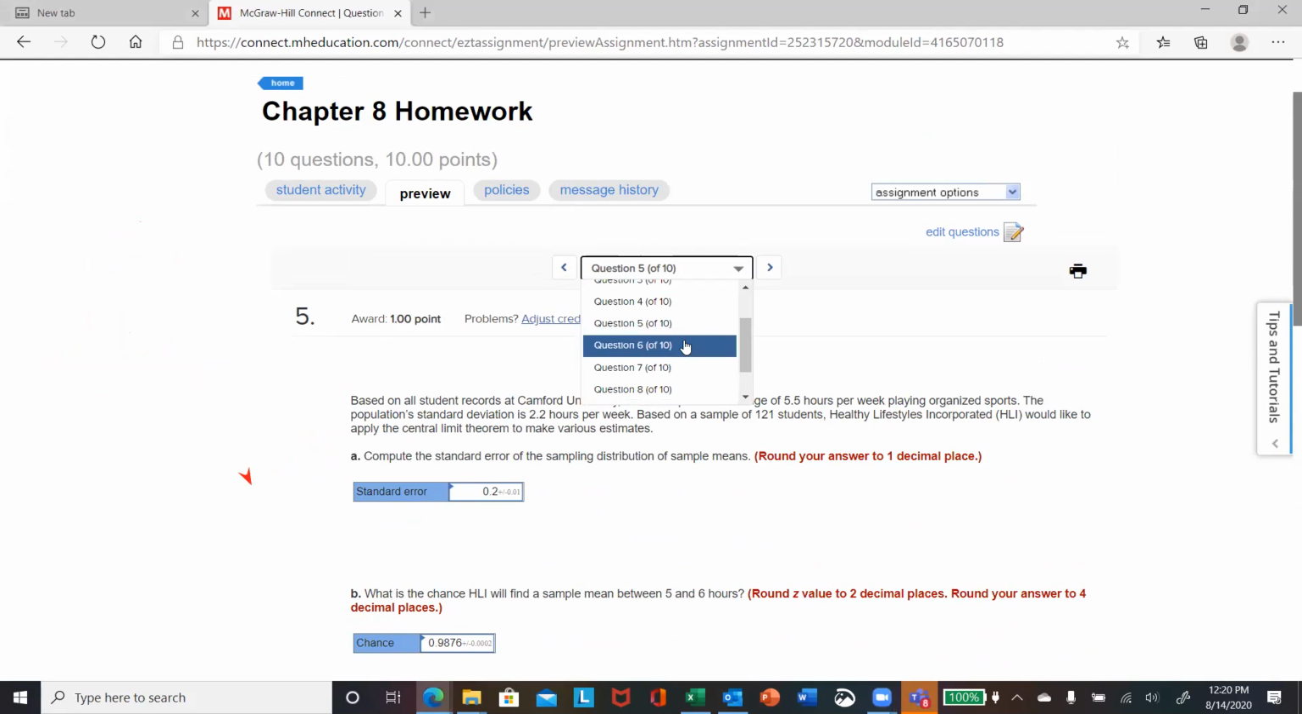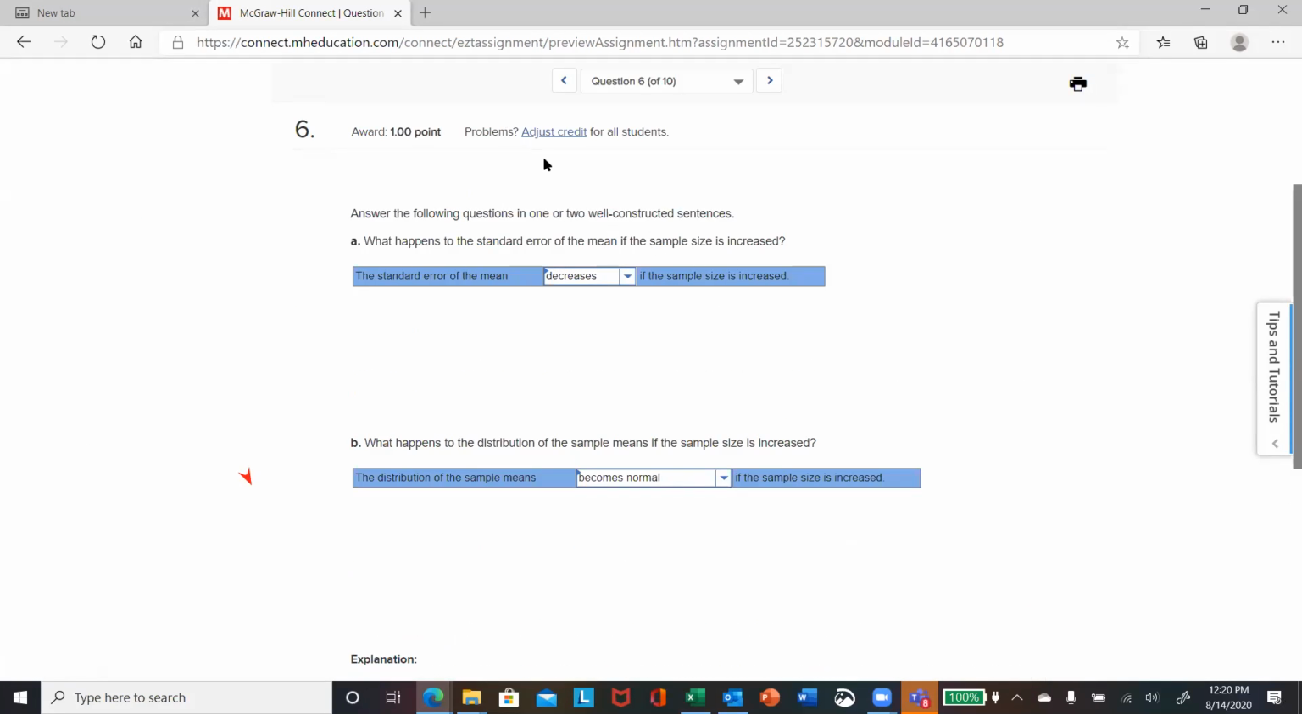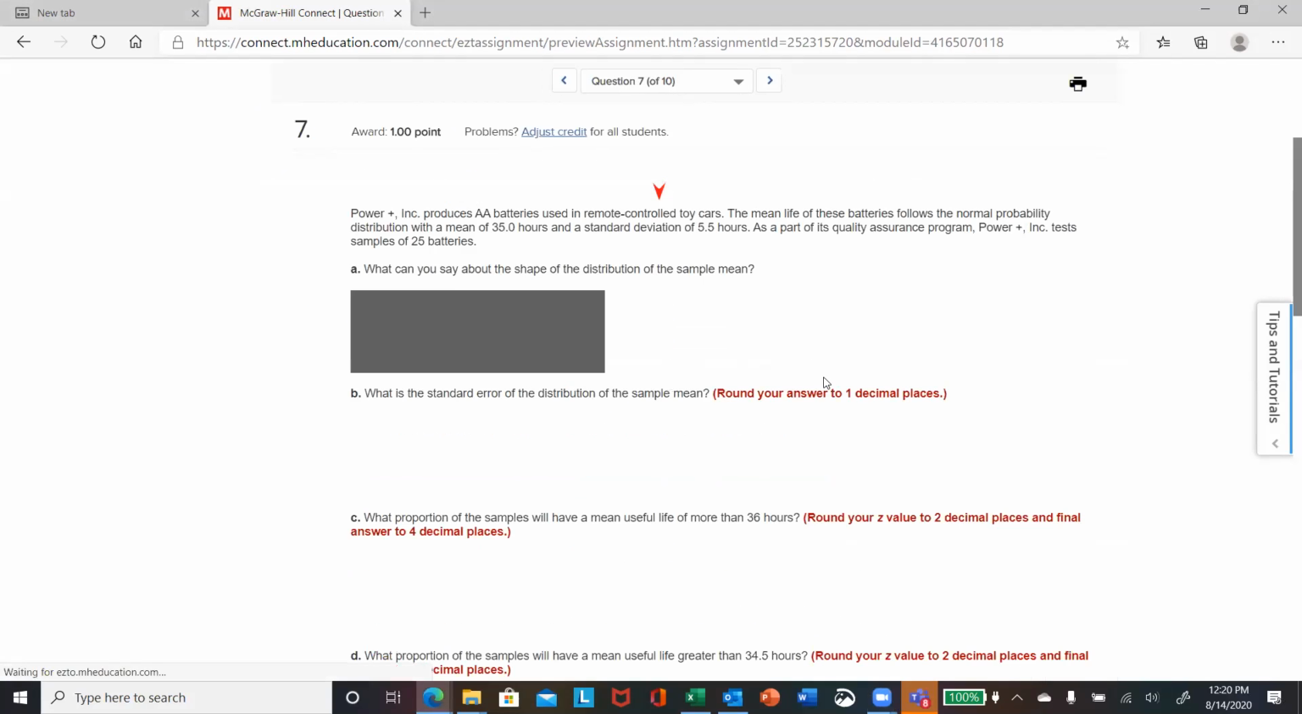Let's check out number 6. Again, standard error of the mean. Think of the equation, your sample size is in the denominator. So if you increase the sample size, your standard error would decrease. What happens to the distribution if the sample size is increased? Obviously, it becomes more normal. All right, that's number 6. Let's check out number 7.